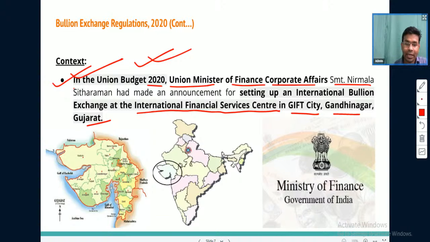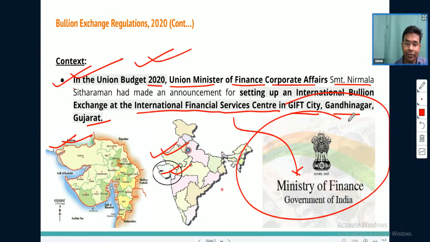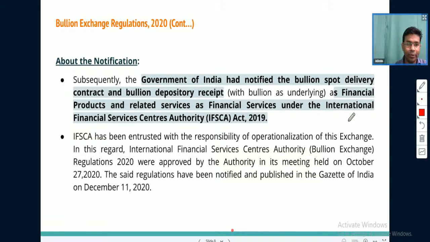Where is Gujarat located? Gujarat is considered to be the westernmost state of India. Here you can see the map of India. It seems to be the mouth of a lion. This is actually Gujarat. So this International Financial Services Centre comes under the Ministry of Finance. You need to remember this information also. Now we will understand in detail about the regulations.